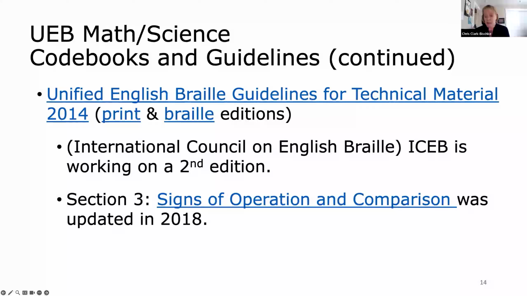Just a heads up that the International Council on English Braille is currently working on a 2nd edition. Hopefully that will come out soon, so we'll have additional guidance on UEB Math and Science, additional examples and information that can help us as TVIs and university faculty and parents and others better prepare our students in UEB Math and Science. And I wanted to make sure you're aware that the Rules of Operation and Comparison, Section 3 from the Guidelines for Technical Materials, was updated in 2018.